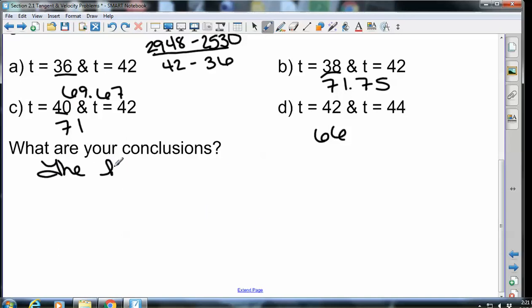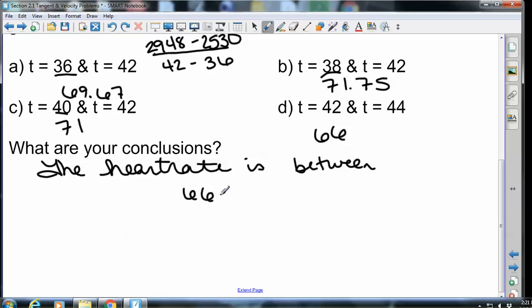the heart rate is probably between 66 and 71 beats per minute. So it's not always obvious. That's why just picking 1 or 2 points is not enough. We usually need more than that.